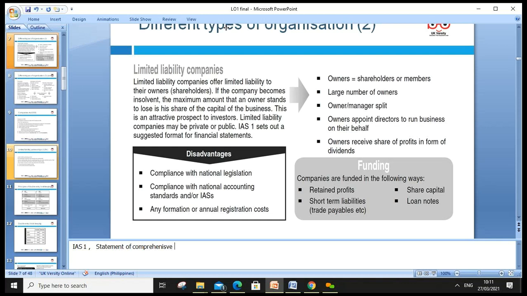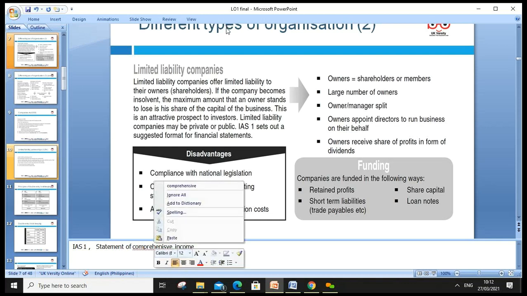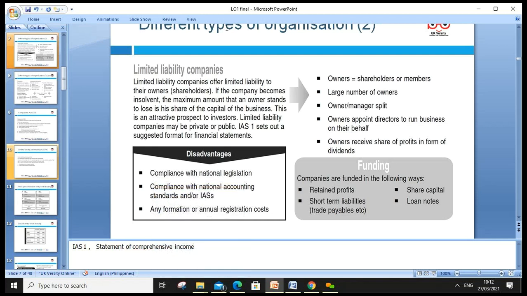So the first statement is the statement of comprehensive income. Under IAS 1, we can say statement of comprehensive income, or we call it the profit and loss or income statement. The second statement is the statement of financial position, which is also known as the balance sheet.